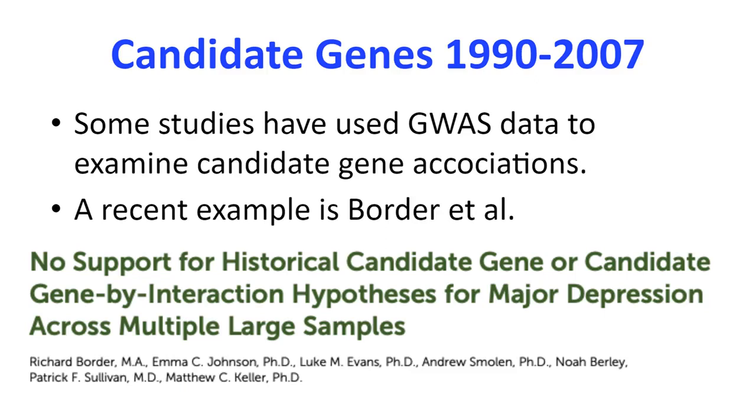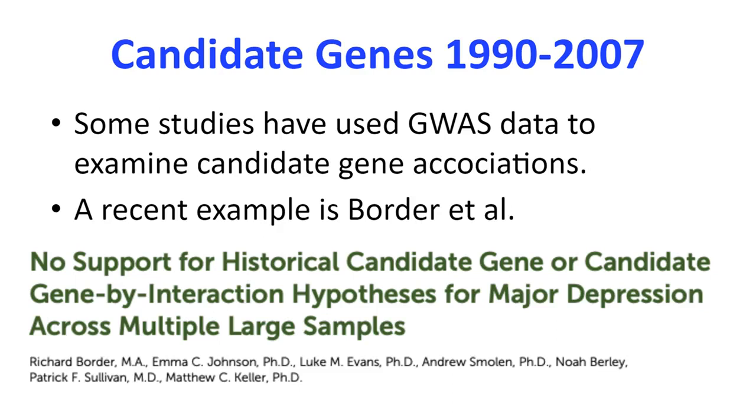So there have been several papers now that have used genome-wide data, GWAS data, on large samples to go back and estimate associations with previously published candidate genes. A recent example just this year is from Border et al., where they used data from the UK Biobank, sample sizes of between about 60,000 and, I think, something like 200,000 people from UK Biobank. And they looked at historical candidate gene or candidate gene interaction hypotheses or reports for major depression.